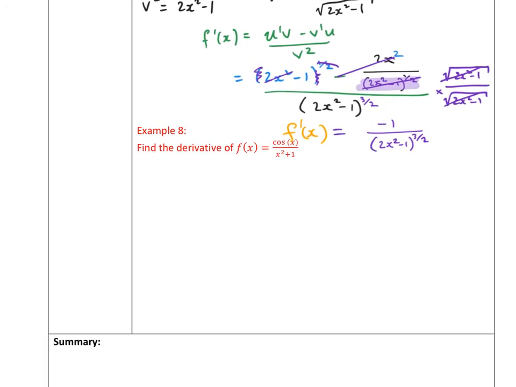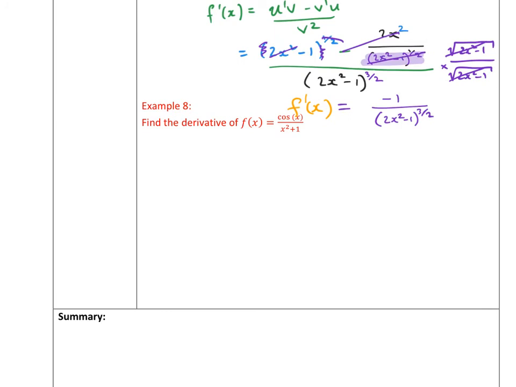Our last example here, we've got find the derivative of f of x, where f of x equals cos x divided by x squared plus 1. So following our same method, let's start with u being equal to cos x and v being equal to x squared plus 1. If we differentiate these components, u dash is equal to negative sine x and v dash is equal to 2x. Now the last thing here is to think about v squared.